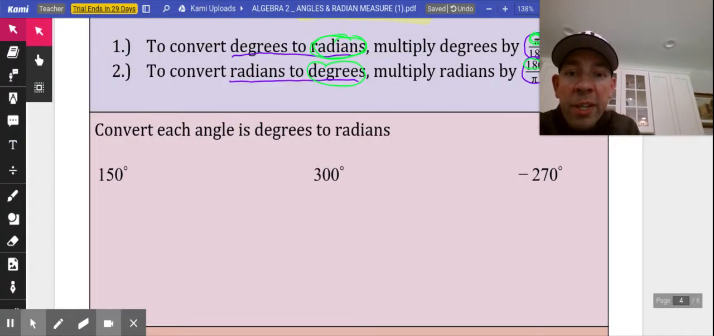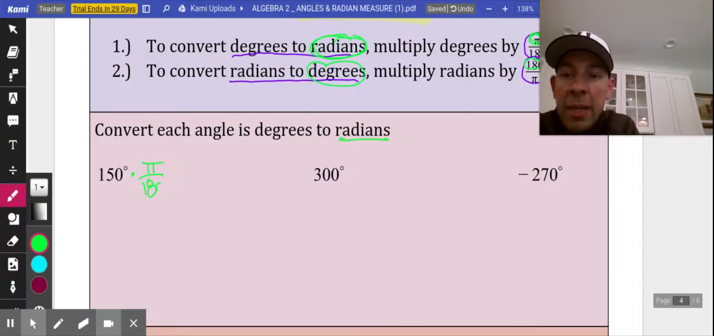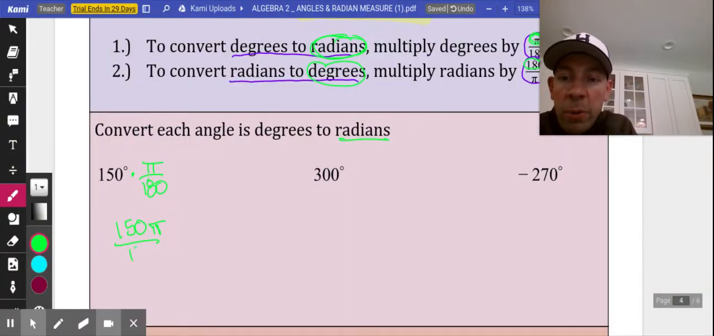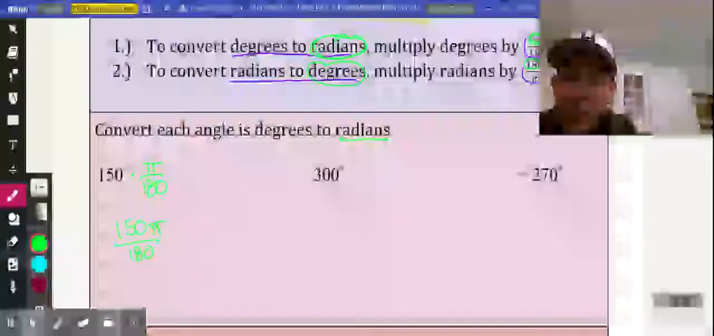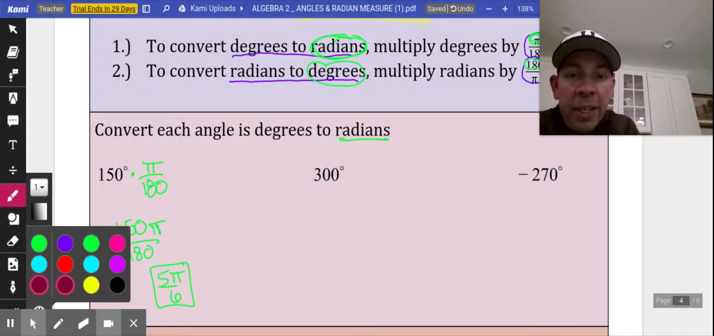Okay, so we're trying to convert these into radians. So we're going to multiply by pi over 180, which makes 150 pi over 180. And then as we reduce that, you'll notice 150 and 180 are both divisible by 30. So that's going to make 5 pi over 6. Bingo.